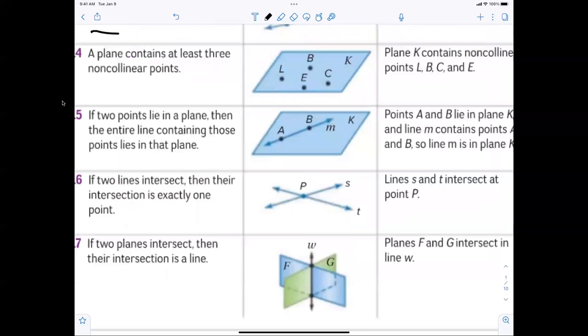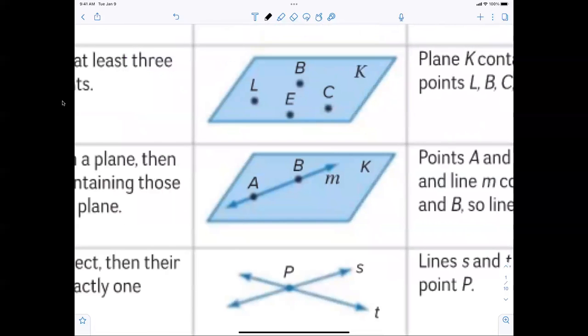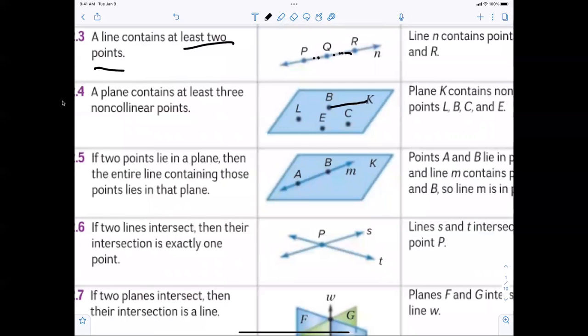So if I'm looking here, does everybody agree that EC is in this plane? If I draw line EC, what's true? That's also in the plane. Agreed? All right, same thing with BK. That's in the plane. All right, I think all this is common sense.